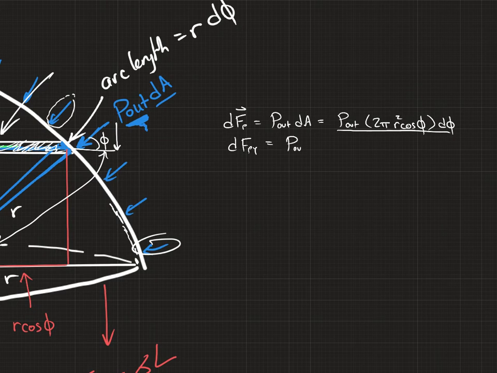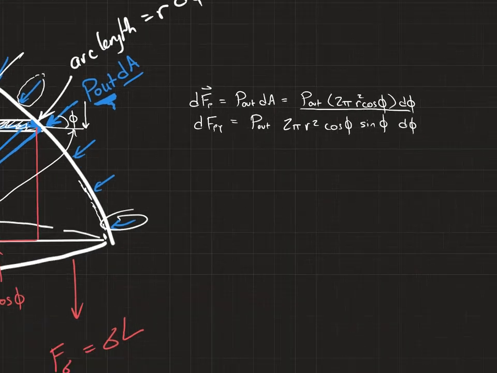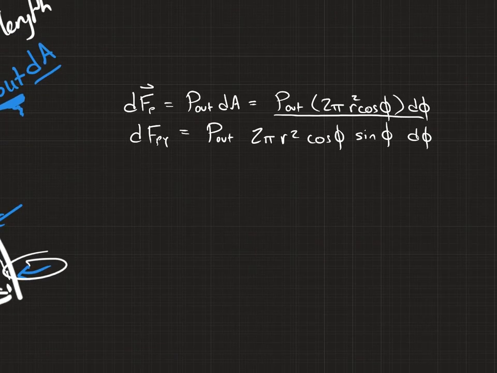So it's going to be P out times 2 pi r squared cosine phi times the sine of phi d phi. Okay, so it's almost on the way to d phi. Anyway, here's what we've got to solve for that. If I integrate this, FP in the y, so that's due to P out.